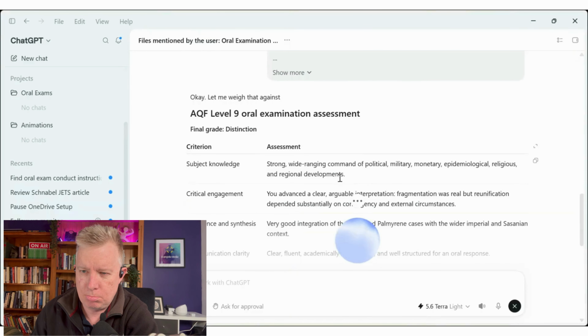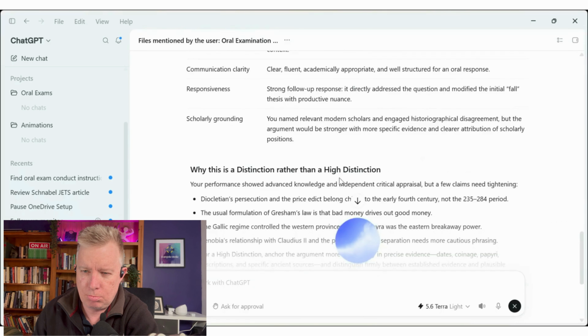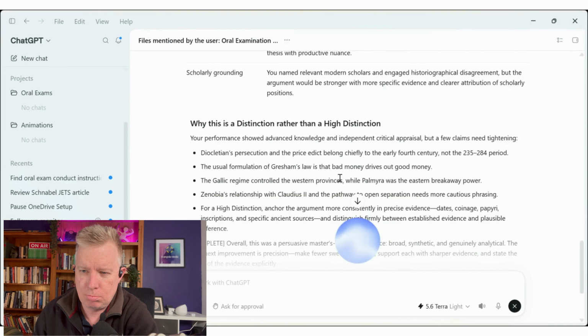Assessed against the AQF Level 9 rubric, this is a distinction: strong breadth, clear thesis, and genuine synthesis with historiography. Some points need tightening, though, because a few claims and datings drifted. Overall, persuasive and well structured. For a higher distinction, anchor each claim in precise evidence and state the limits of that evidence explicitly.